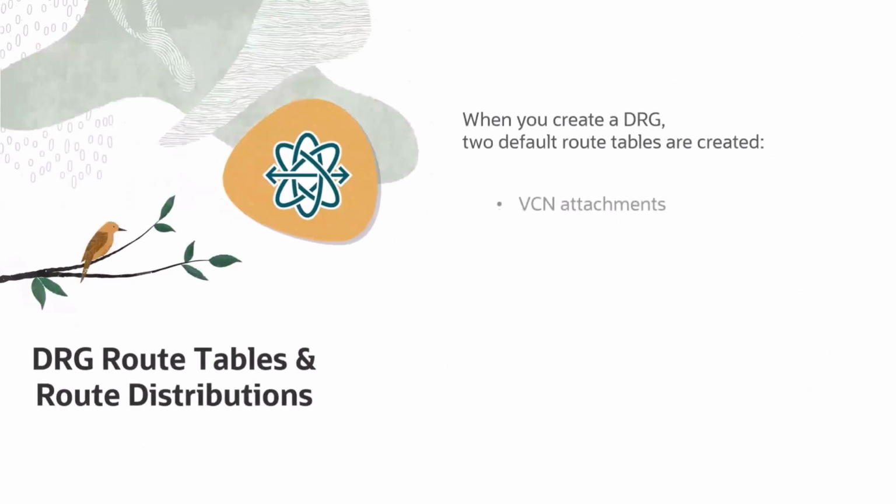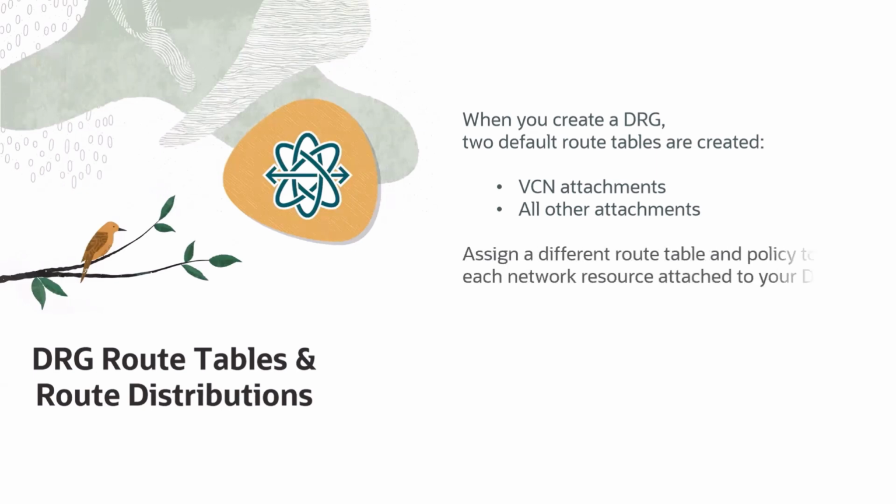So let's also talk about the DRG route tables and route distributions. Whenever you create a DRG, two default route tables are going to be created, one for the VCN attachments and one for all other attachments. Although there are two default route tables created, you can create a DRG route table and then you can associate it with the network resource that is attached to your dynamic routing gateway. So that option is always there. And we also talked about equal cost multipath routing in the whiteboarding.